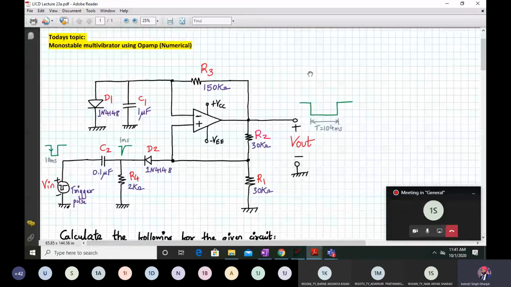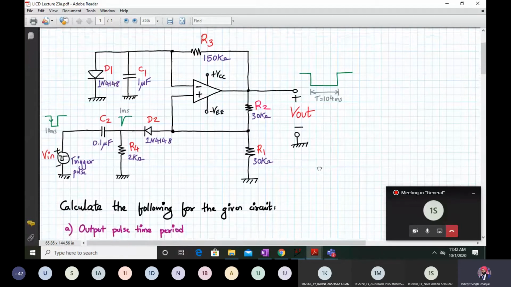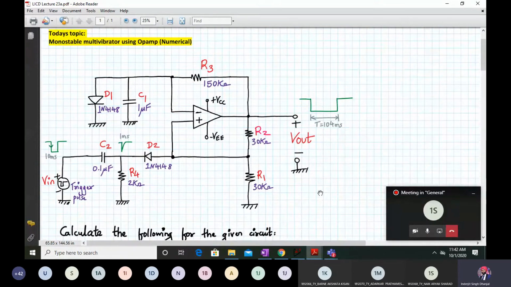What is remaining is the monostable multivibrator. We have completed the astable multivibrator, or an oscillator. Monostable means it will have one stable state and the other state will be quasi-stable, or unstable, or temporarily stable. So this is my circuit of the monostable multivibrator.